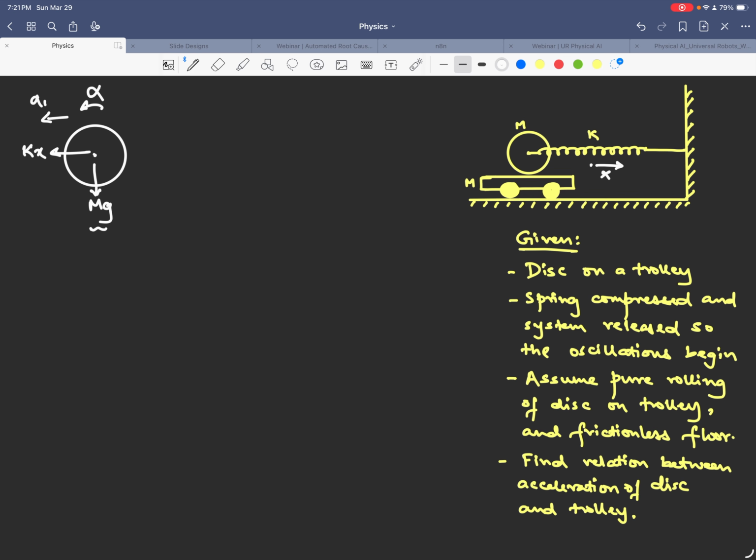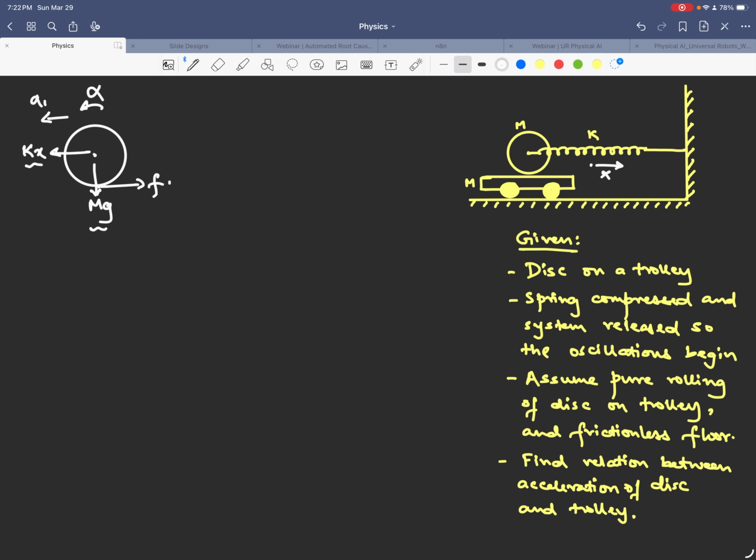Both the weight and the spring force are acting through the center, so they're not going to give any torque, or in other words, angular acceleration. So there has to be a friction force from the trolley onto the disk that is giving it that angular acceleration, right? Any other forces? Let's pause and see if we are missing something. I think we got the weight, we got the spring, we got the friction force, so we should be good.